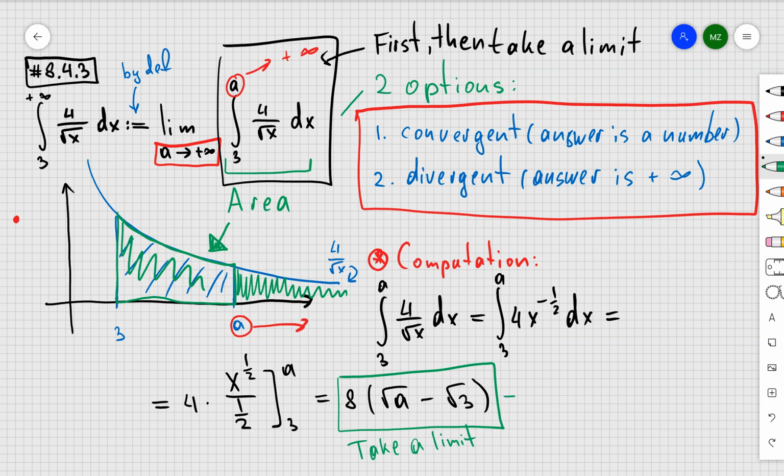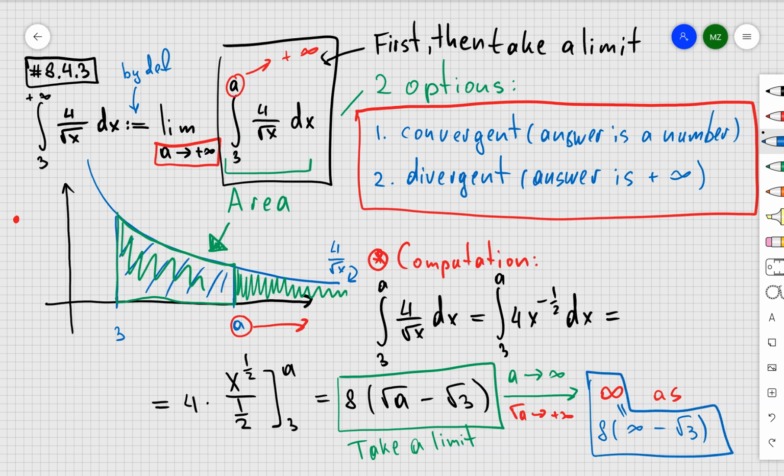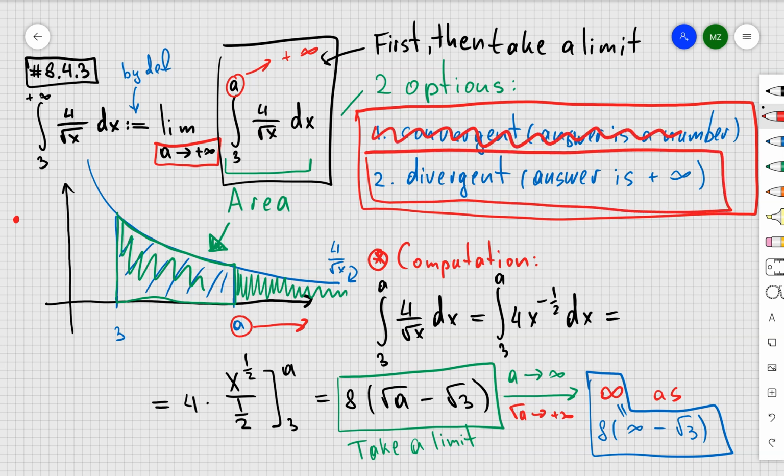Now as step 2, I need to take my a and send it to infinity. If a goes to infinity, then square root of a goes to positive infinity. That means my answer is going to be infinity, because if you have infinity minus some finite number and times some finite number, you still have infinity. You can think about infinity as a really, really big number. In other words, for this particular integral, our integral is divergent.